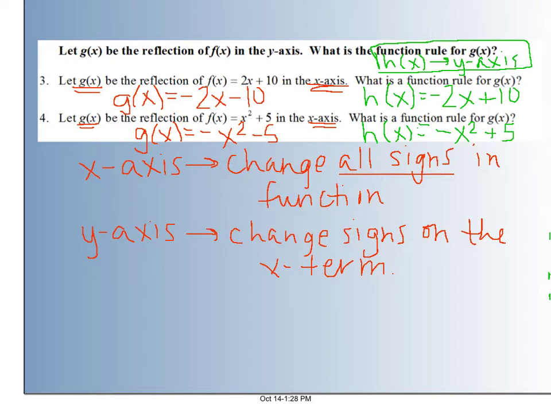So this is something very important to know for the test. This is just something you have to remember. Okay, this is what you need to remember, this right here. So the y-axis is going to be change only the x term. The x-axis is change all signs in the function.